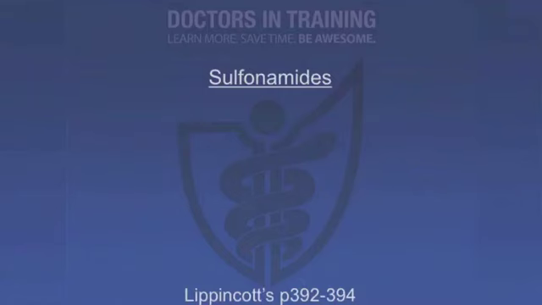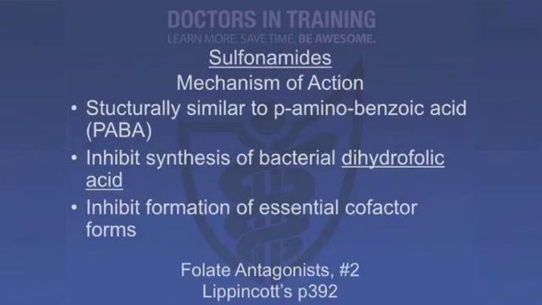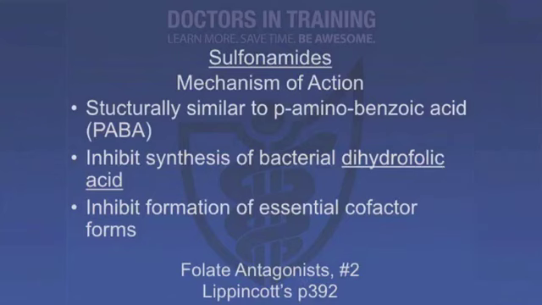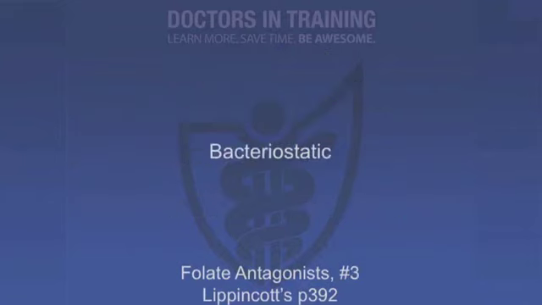So let's talk about sulfonamides. Sulfonamides, though a great drug, are seldom prescribed alone, except in developing countries, and this is mainly due to their cost. Let's move on to the mechanism of action. Sulfonamides are structurally similar to p-aminobenzoic acid, or PABA, P-A-B-A, a chemical that many microorganisms need in folic acid synthesis. So sulfonamides compete with PABA on the enzyme dihydropteroate synthetase, subsequently inhibiting the synthesis of bacterial dihydrofolic acid and thereby the formation of its essential cofactor forms, and they are bacteriostatic.